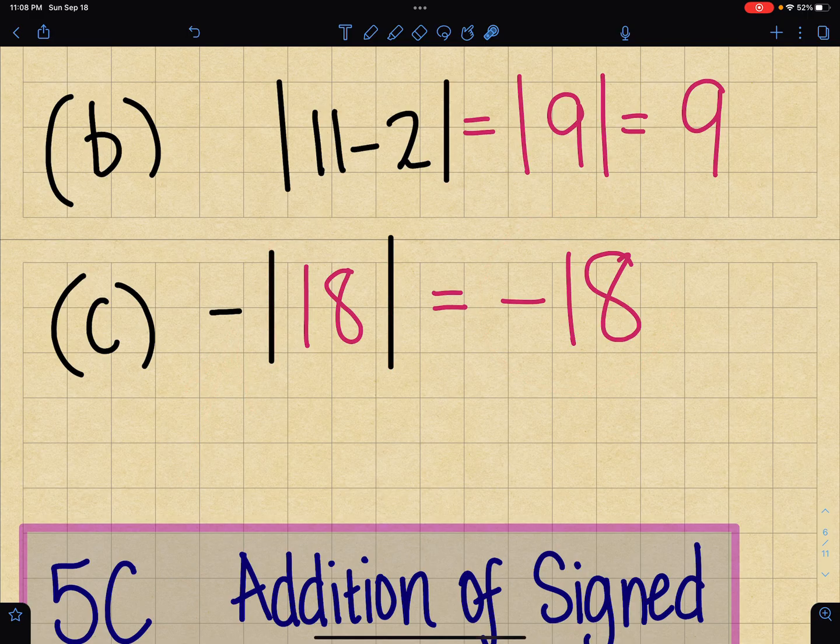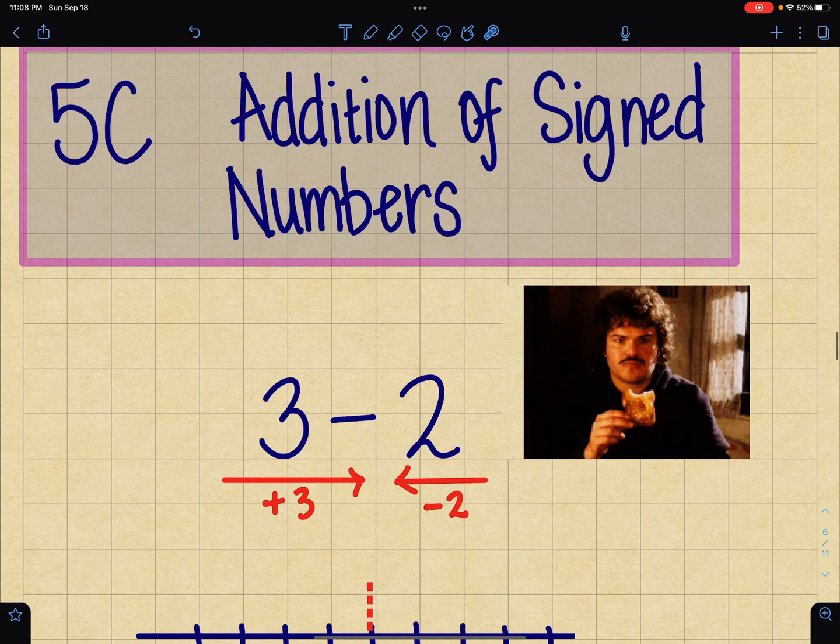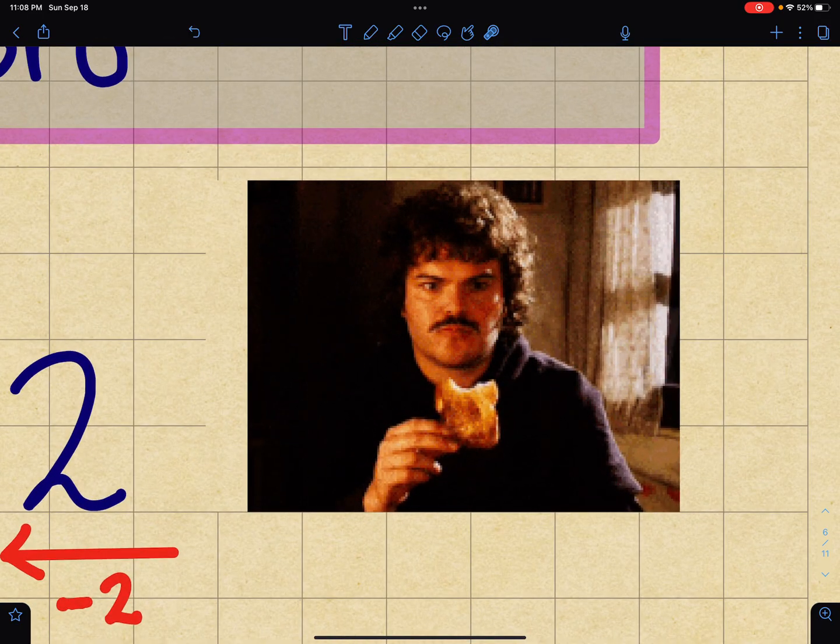Text me and tell me if that makes sense about the negative 18, okay? I can't wait to find out. I'm sitting on the edge of my seat eating some toast right now, waiting for you to text me.